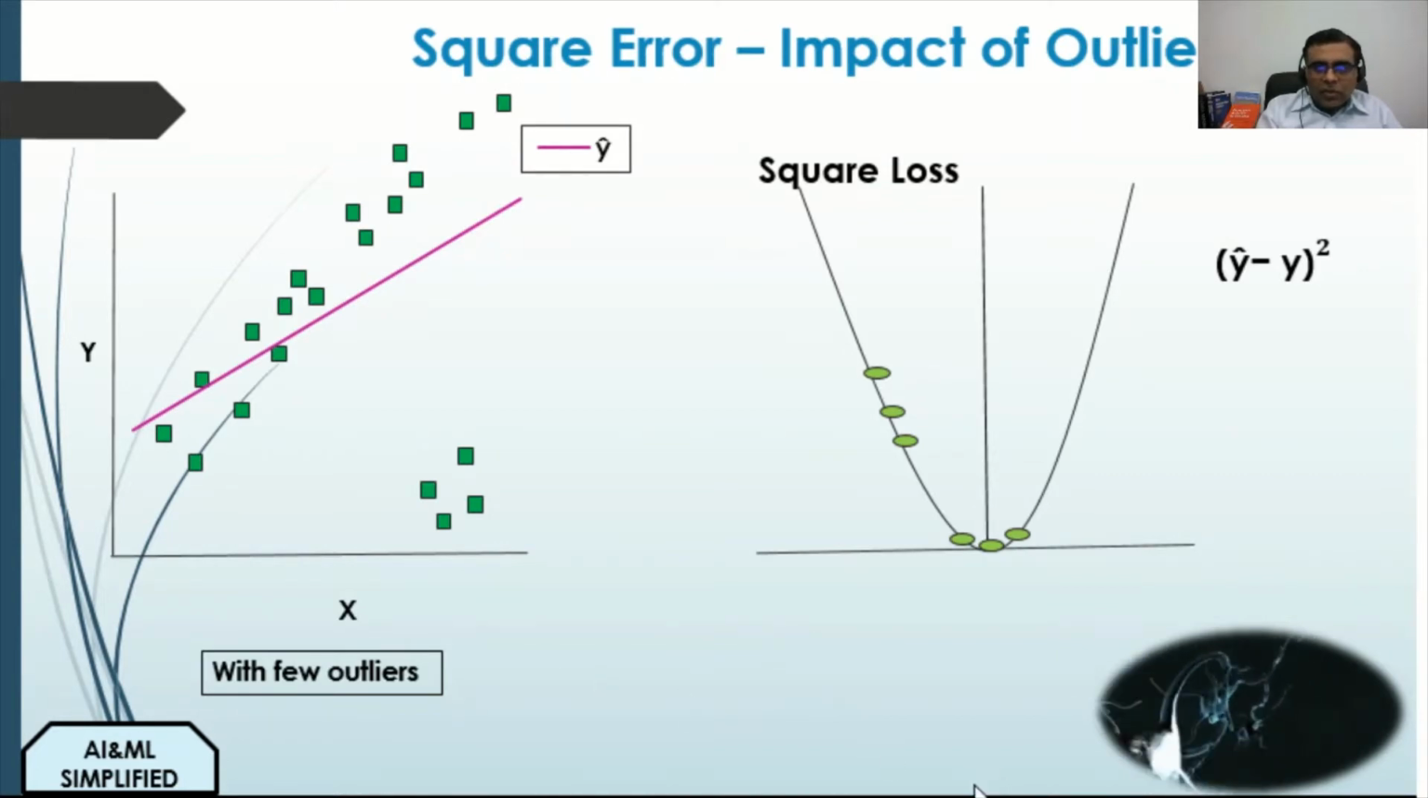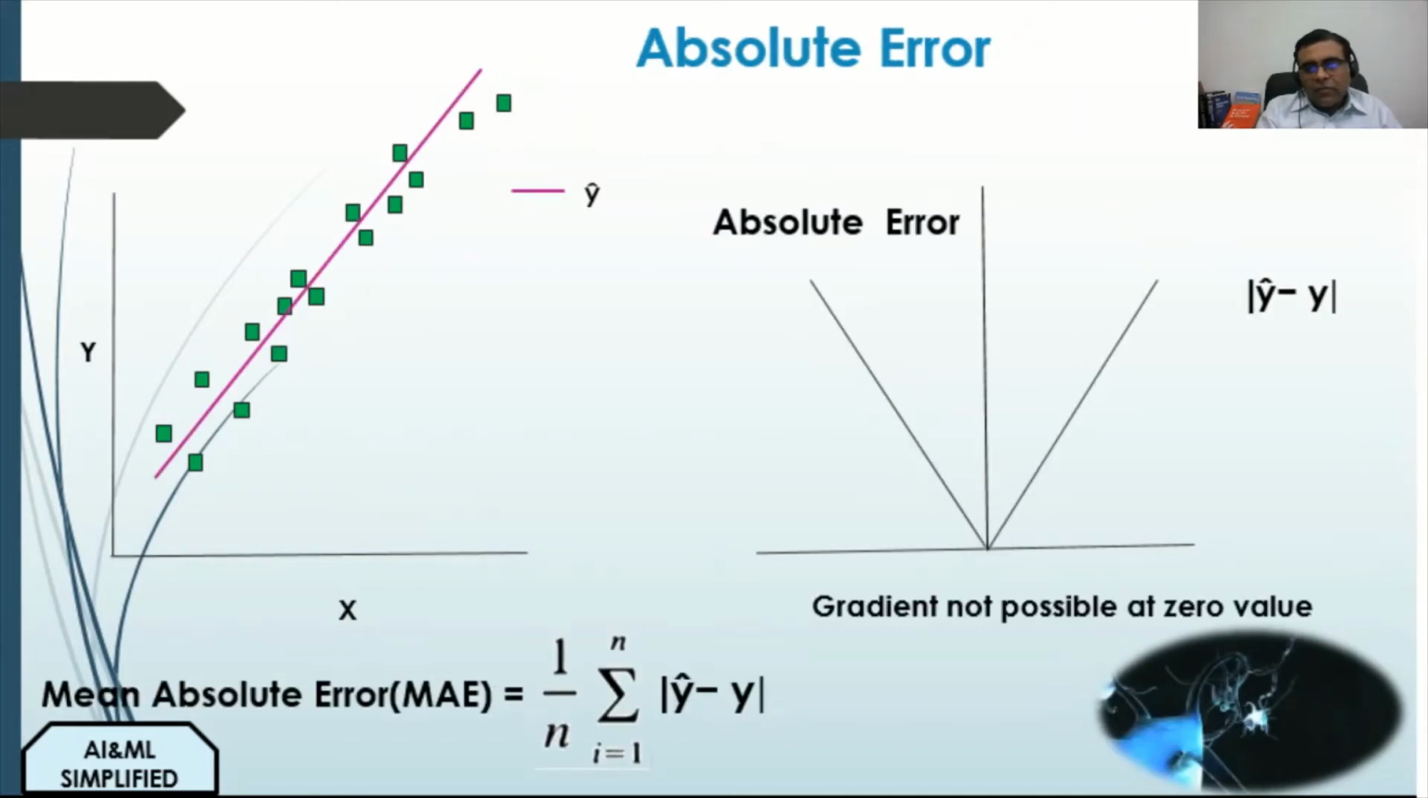So to reduce this problem of high influence by some of the outliers, we look at another error function which we call absolute loss or absolute error. In this case, we look at the difference between the predicted y value, that is y hat, and y, and then we compute the absolute value of this difference. And when we consider the whole data set, we get something called mean absolute error or MAE, as was the case with MSE.